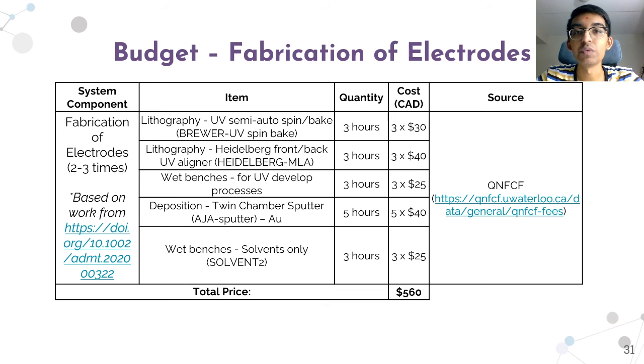used to deposit the photoresist onto the substrate and perform the baking or developing process. Once that's done, we would use the deposition twin chamber sputter, the AJA sputter, to sputter gold onto the photoresist, and then the wet bench's solvent 2 would be used to wash away the photoresist, effectively completing the liftoff process and leaving the metal grid pattern. In total, given that we estimate this process would need to be performed around 2 to 3 times in case of any mistakes or changes to the process, this would cost us around $560, and these prices are outlined here, according to what's listed on the QNFCF website.